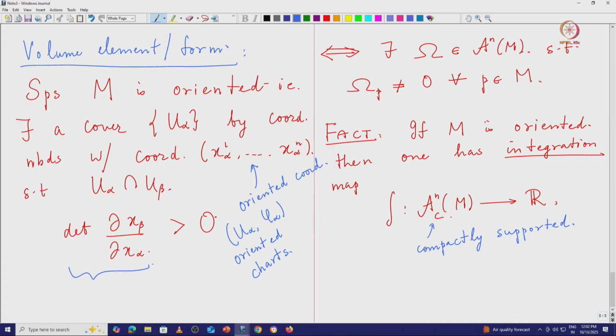So you need these determinants of the Jacobians to be positive, so that you can throw away the absolute value and just have the determinant of the Jacobian. So then the definition of the integral makes sense. Okay, so I am not going into details, but hopefully you have seen this construction in a smooth manifolds course. So this is one of the main reasons to consider oriented manifolds.